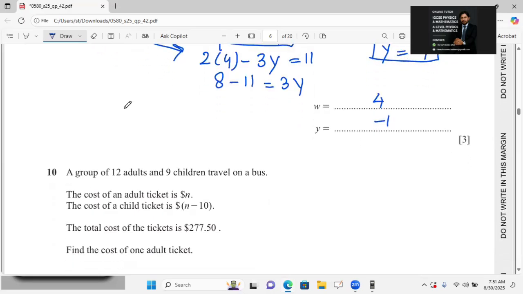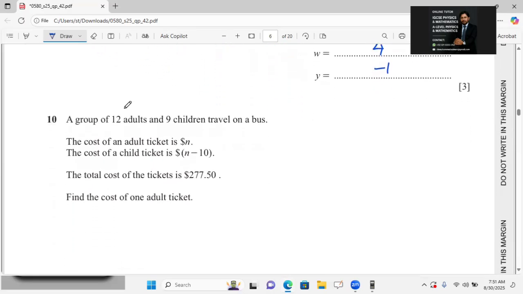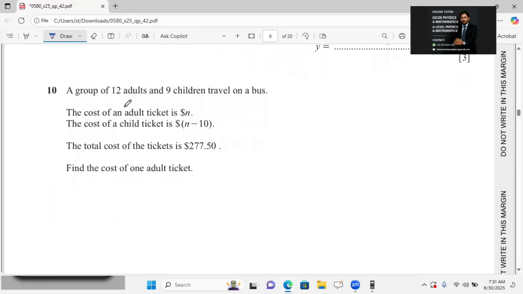A group of 12 adults and 9 children travel on a bus. The cost of an adult ticket is $N. The cost of a child ticket is N minus $10. The total cost of the tickets is $277.50. Find the cost of one adult ticket over there.